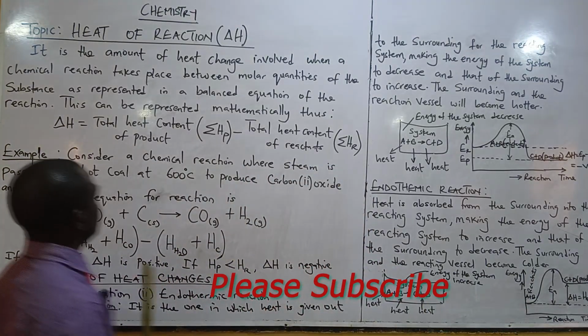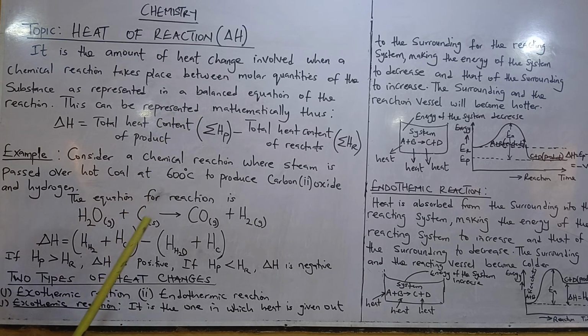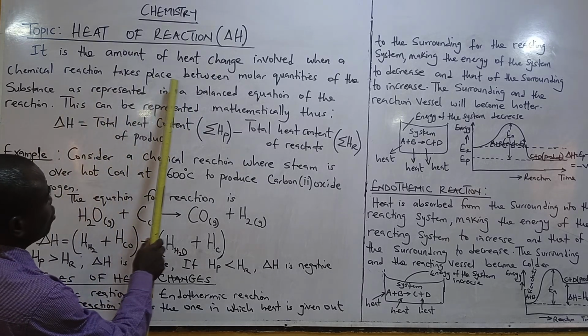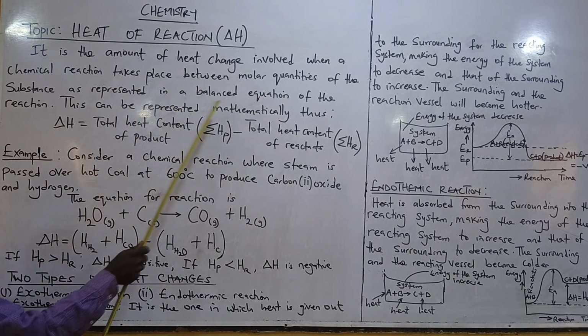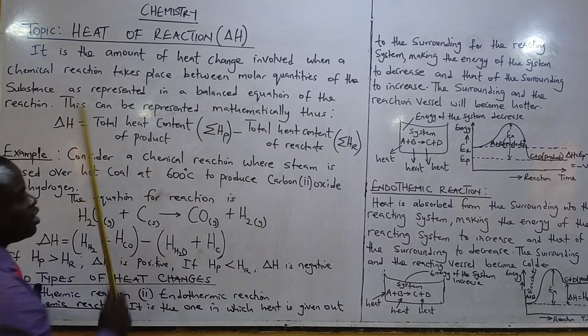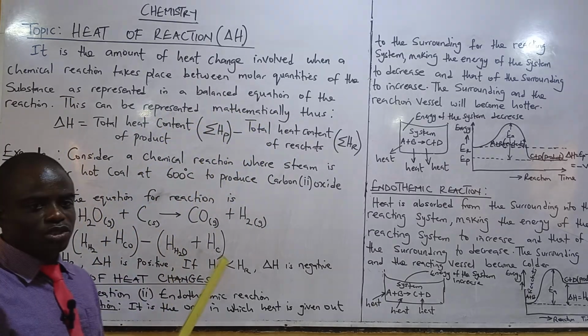Let's see what we are trying to say. Heat of reaction, delta H, is the amount of heat change involved when a chemical reaction takes place between molar quantities of the substance as represented in the balanced equation of the reaction. This can be represented mathematically thus.